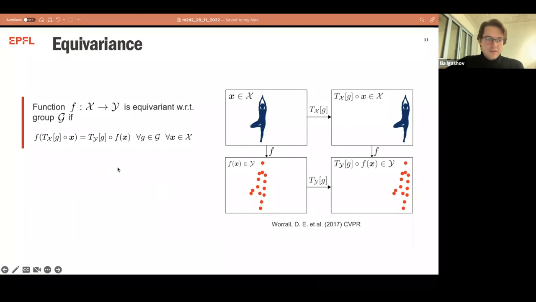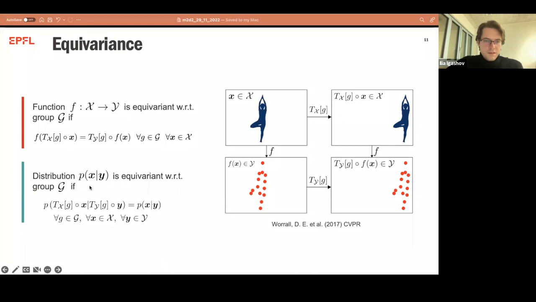Since we define an equivariant function in this way, it's actually also very easy to define equivariant conditional distributions. We say that the distribution P of X given Y is equivariant with respect to some transformation if the probability of transformed X given consistently transformed Y is the same as the probability of X given Y. So in principle, it makes sense.